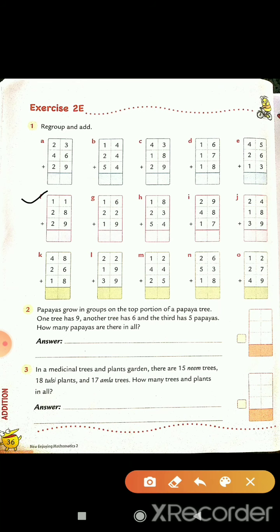Next, F. 1 plus 8 plus 9. At the place of tens, 1, 8 and 9 are there.